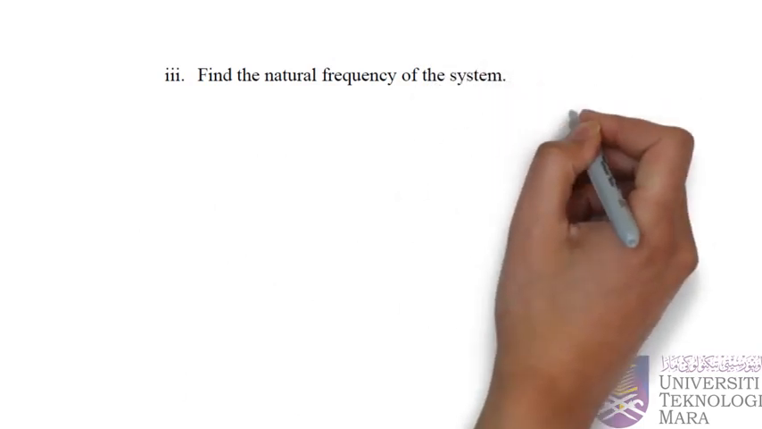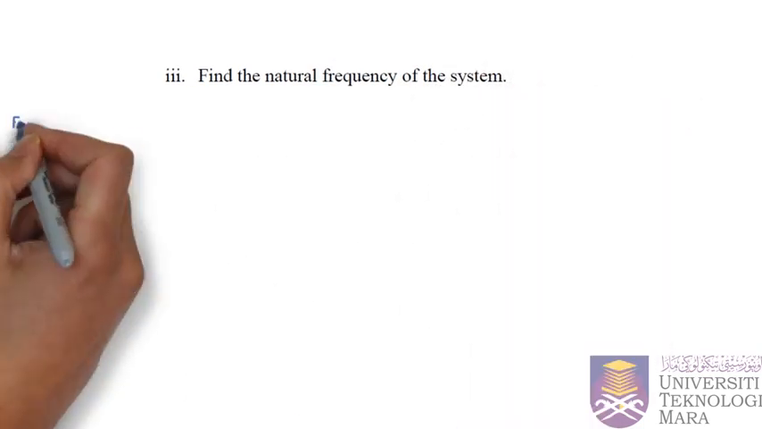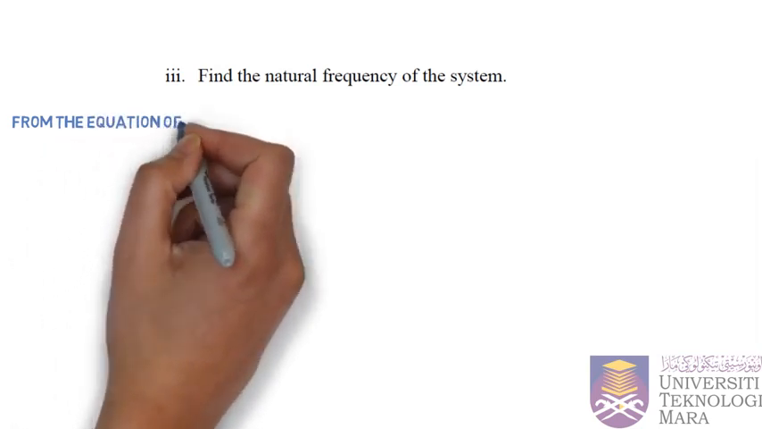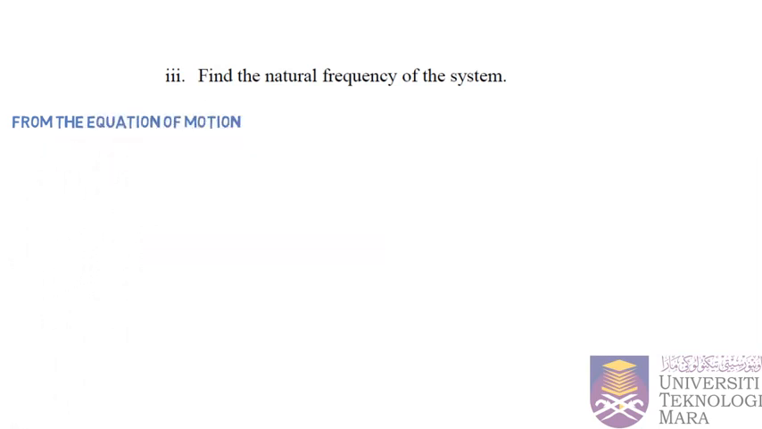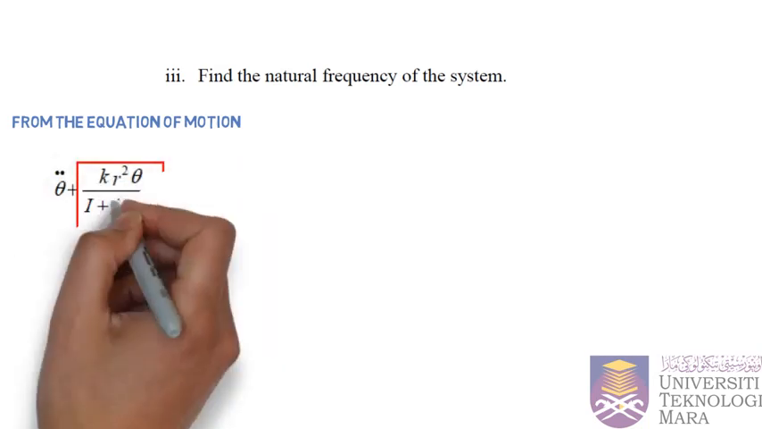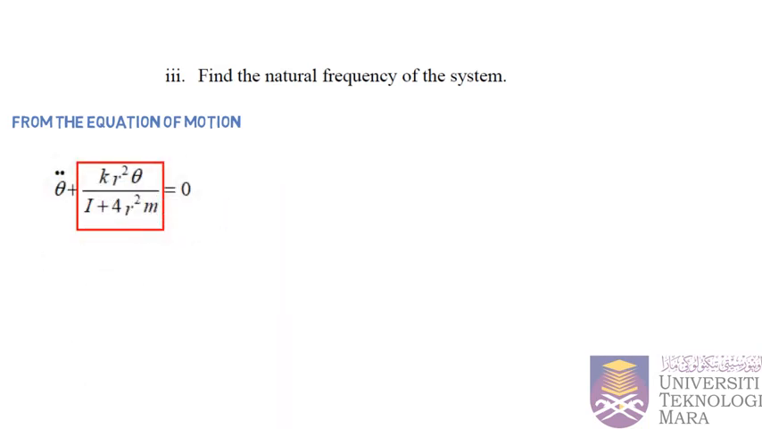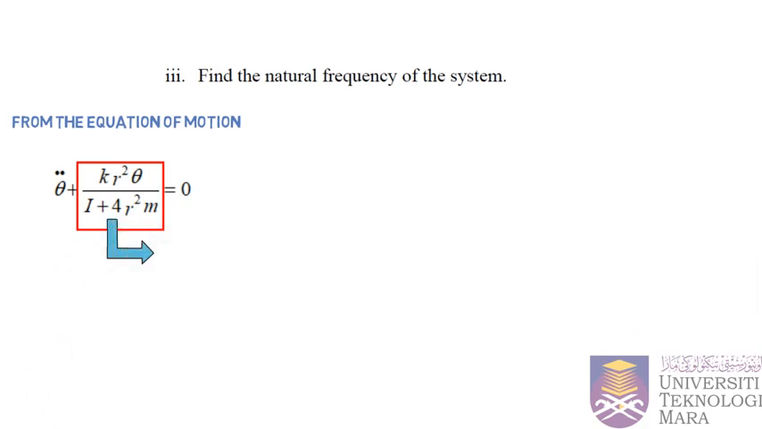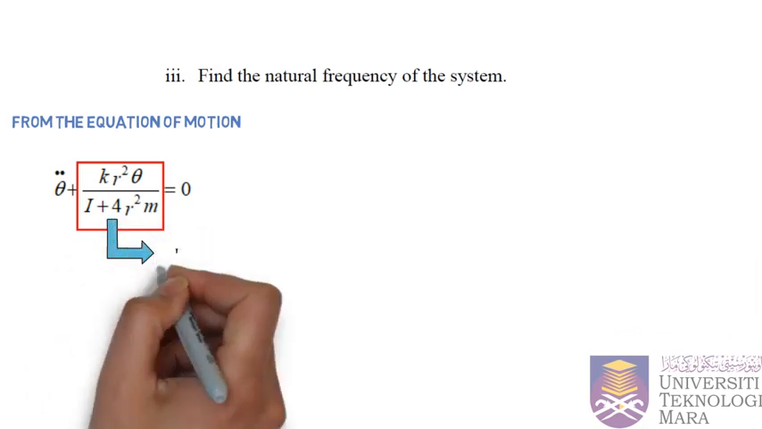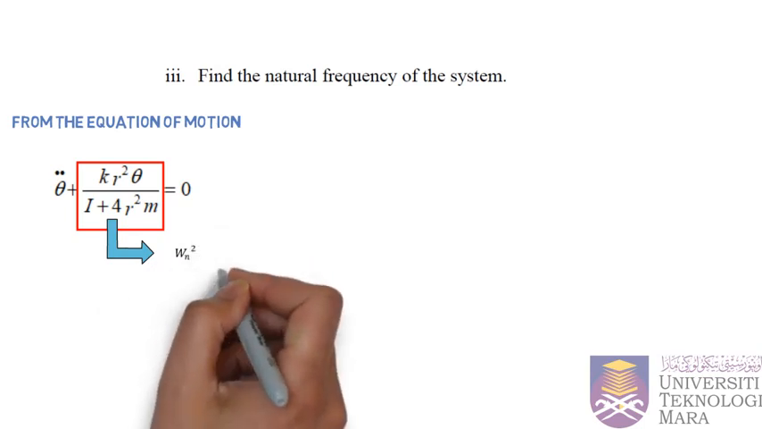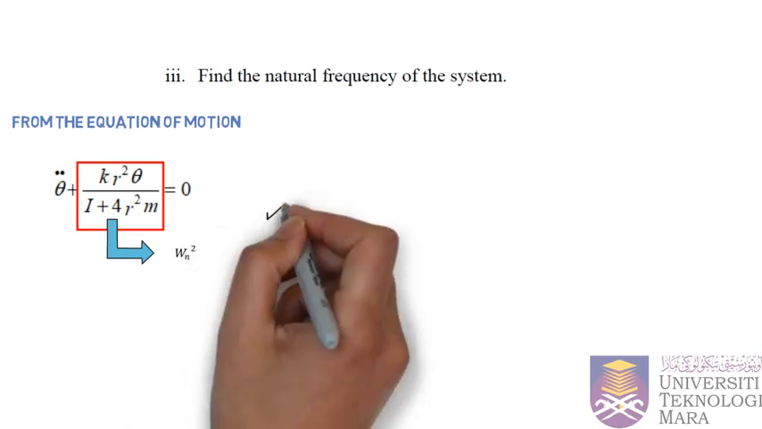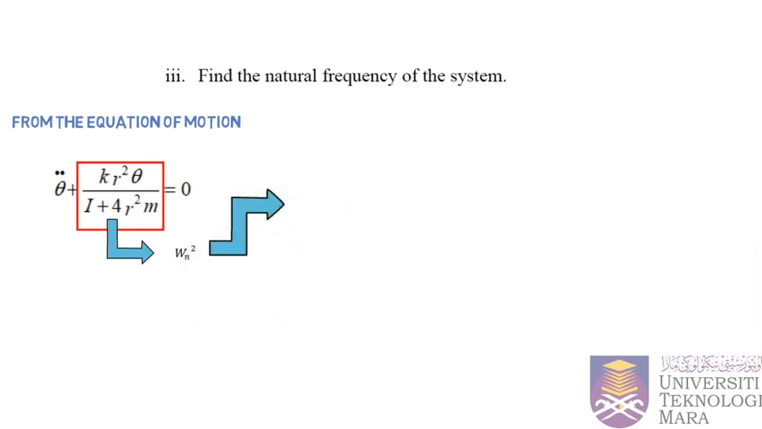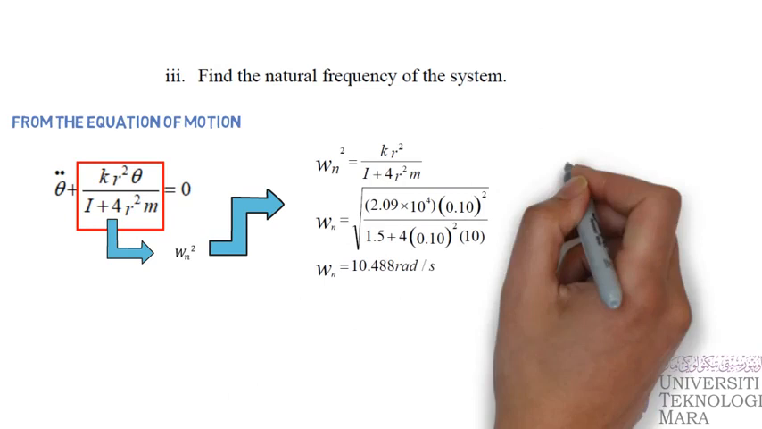Next, find the natural frequency of the system. Based on the equation of motion before, omega n squared is equal to k r squared over I plus 4 r squared m. After rearranging the equation, the natural frequency of the system is equal to 10.488 radian per second.